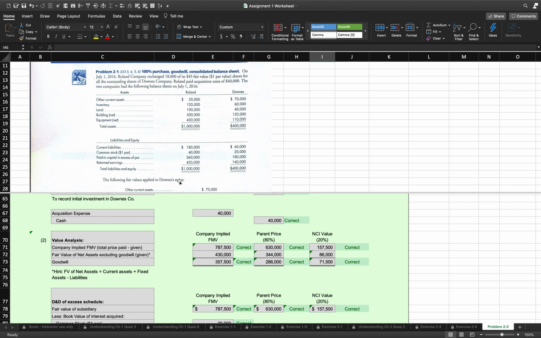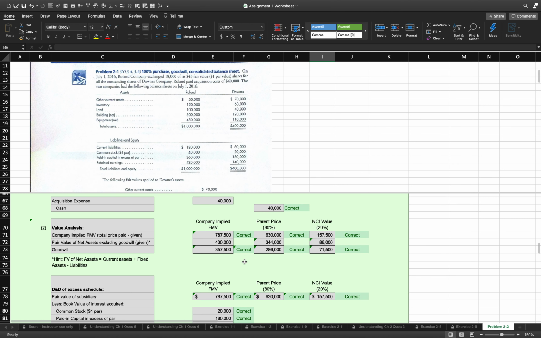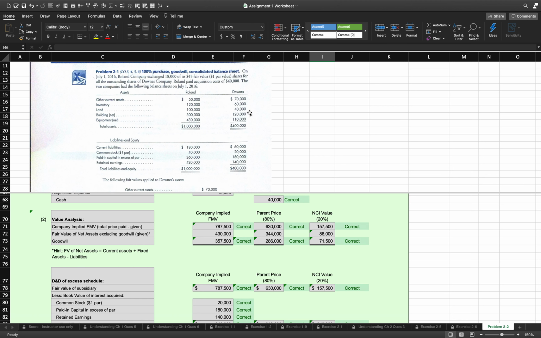These are the book values. These are the fair values. So we want to go back to the book values just to see what was in part of that implied price aside from goodwill, because we just determined the goodwill up here. All right. So if you wanted to do that, you'd have to use the D&D schedule, and in it we need to compare the fair value of subsidiary to the book value of the interest acquired. The book value is simply the common stock, paid in capital and retained earnings, right? So for Downs, that is 20,000, 180, and 140,000 respectively, and that's down here, right?